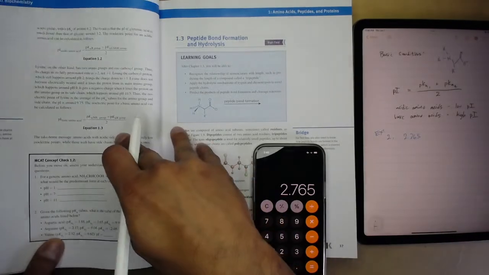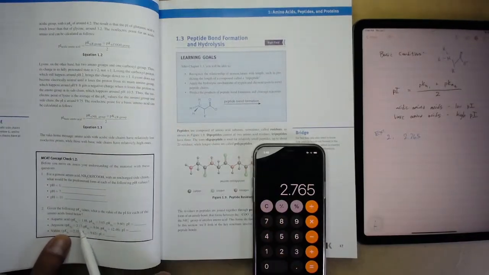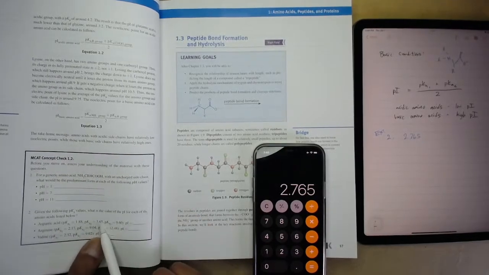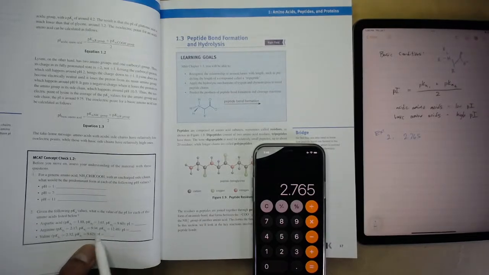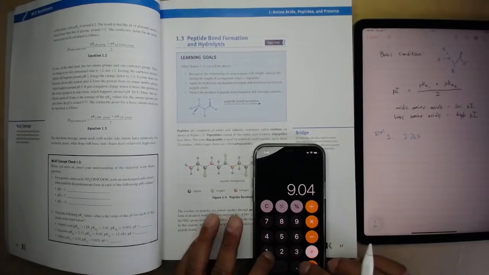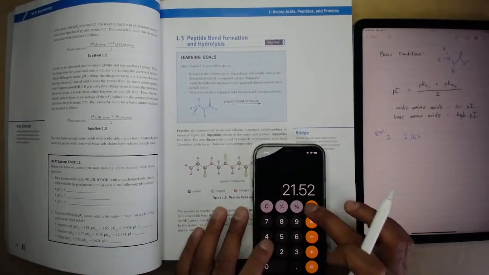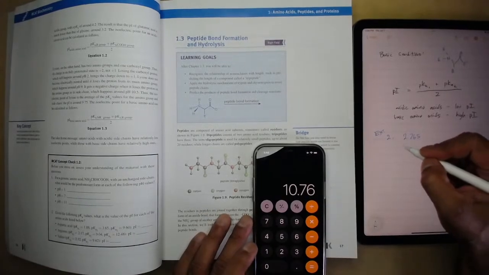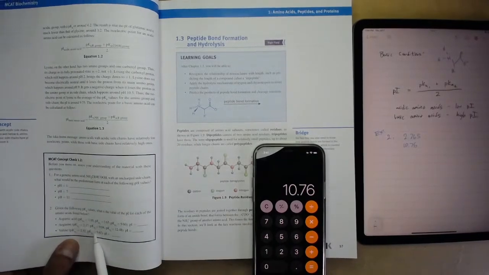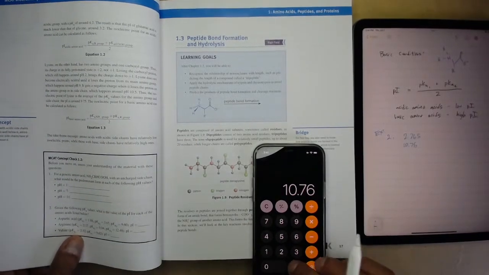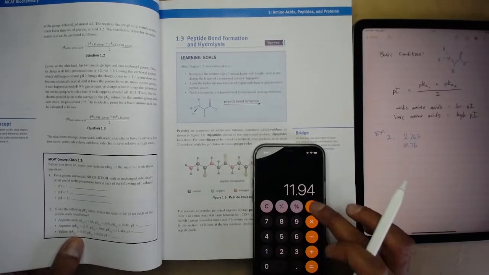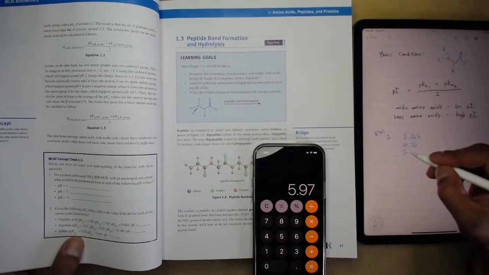Arginine, pKa1 of 2.7, pKa2 of 9.4, pKa3 of 12.48. So it's basic. It's got to be between the 9.04 and 12.48. 9.04 plus 12.48 divided by 2 is 10.76. Finally, valine, which only has two pKa values, so it's going to be right between the two: 2.32 plus 9.62 divided by 2 is 5.97.